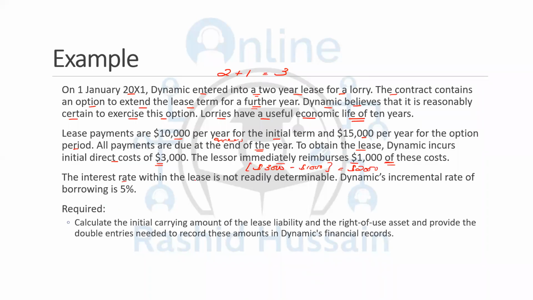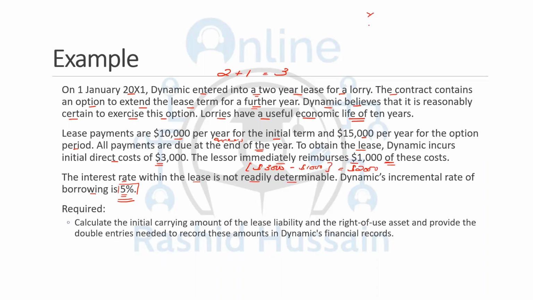The interest rate within the lease is not readily determinable. Dynamic's incremental rate of borrowing is 5%. I told you it is going to be either the implicit rate of return or the incremental borrowing rate, whatever we are concerned with the percentage. And this percentage has been given in order to calculate the present value of the lease payments. So how can we do that?